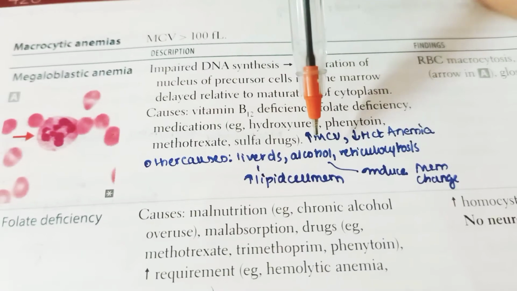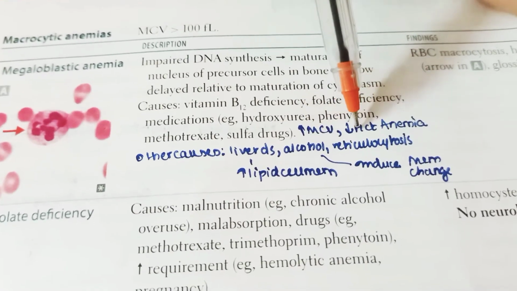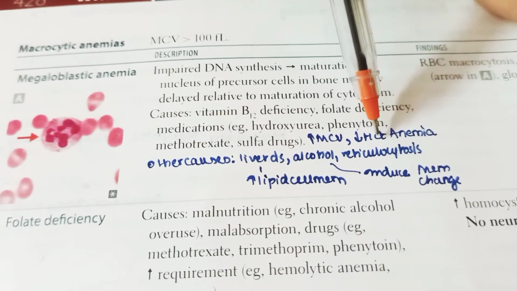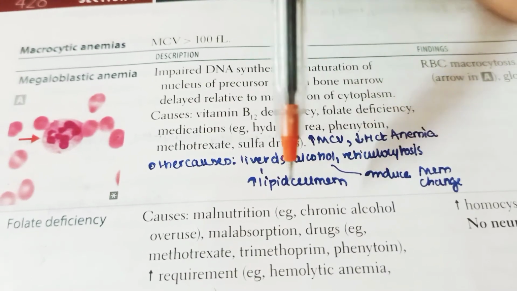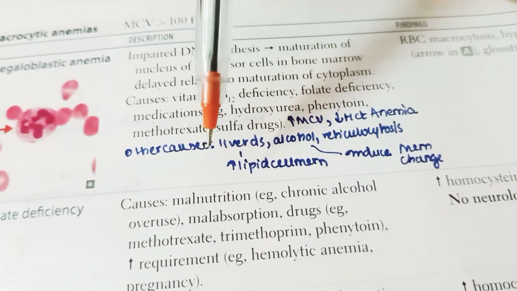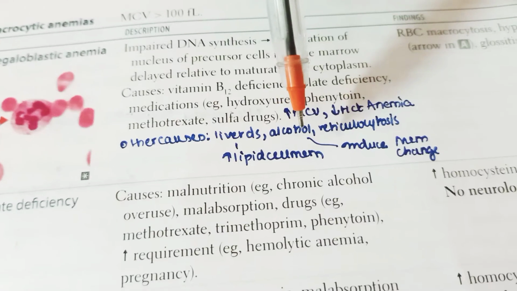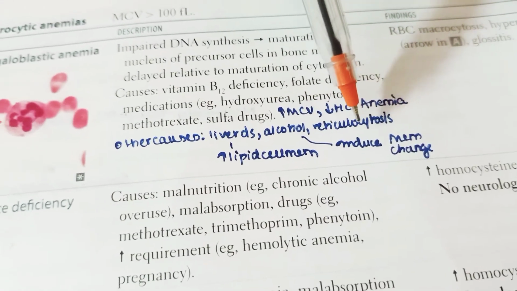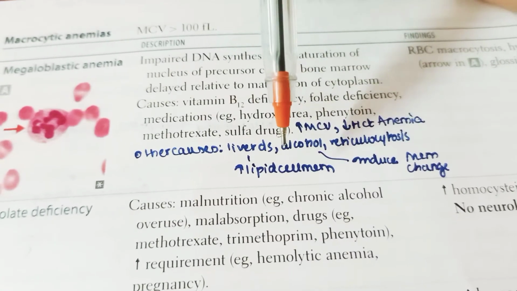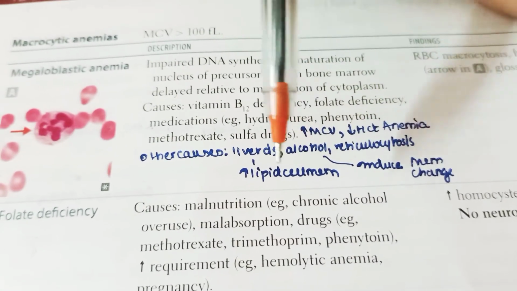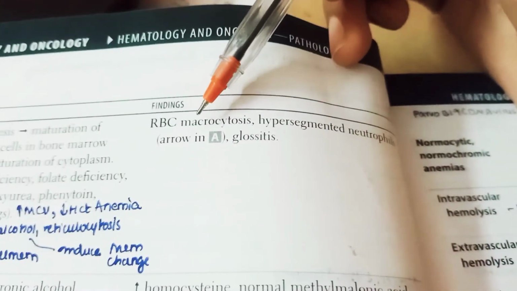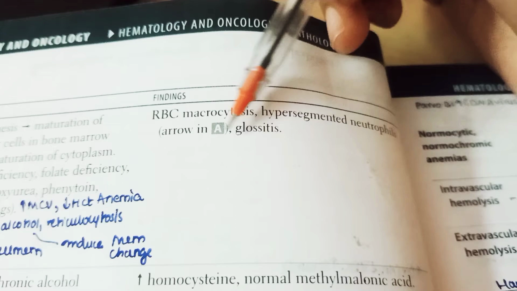In this condition, there is increased mean corpuscular volume, but there is decreased hematocrit, or anemia. Hematocrit is decreased here because of the impaired DNA synthesis. So because of that, the cell is becoming larger. Other causes are liver disease, alcohol, and reticulocytosis. In reticulocytosis, you can see more red blood cells are dividing. They are dividing more so the size is high, but the hemoglobin is low. So findings are RBC macrocytosis and hypersegmented neutrophils.